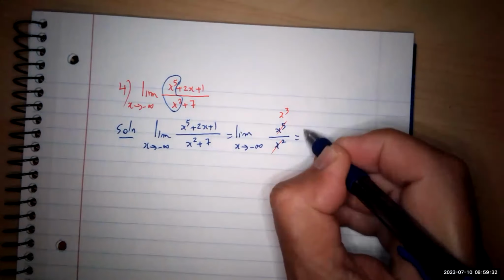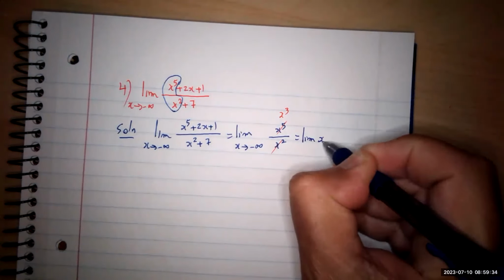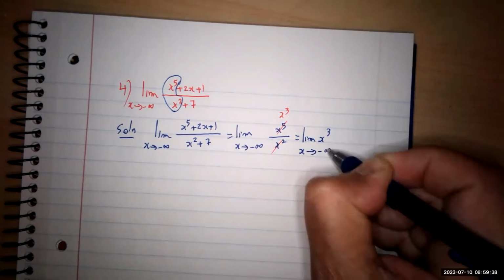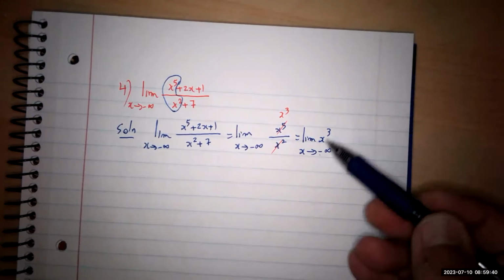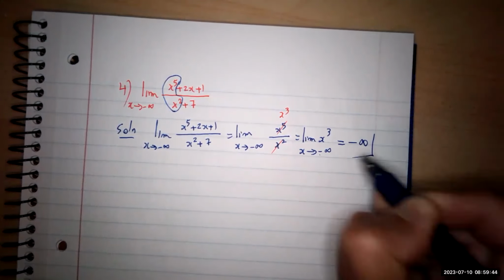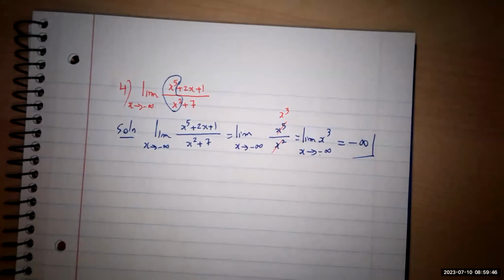So it's going to be the limit of x cubed, but x goes to what? Negative infinity. And we talked about it, negative to the odd power would be negative. So this limit is negative infinity. That's it. Three cases for the rational function. Any question?